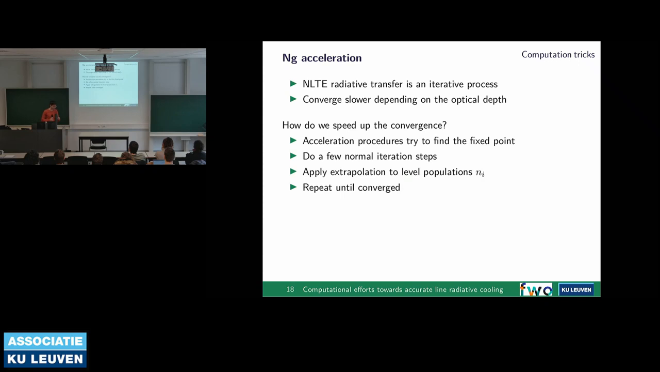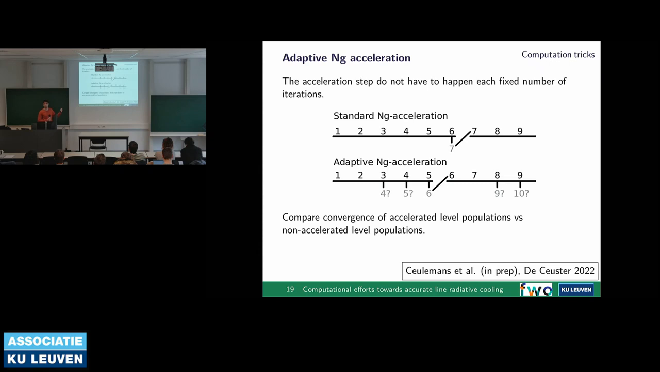So for Ng acceleration, we do a few iteration steps. Then we look at our level populations and say, I can try to extrapolate them, do the extrapolation using some mathematics, and repeat until we have reached convergence. But there is some kind of arbitrariness in this whole procedure, namely the number of steps we take. This is some arbitrary parameter and it's mostly fixed most of the time. So what I can do is take some inspiration from Frederick's thesis and just say, hey, we don't necessarily need to take exactly six steps before we do this acceleration step.